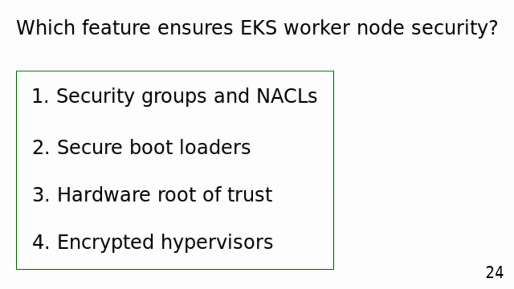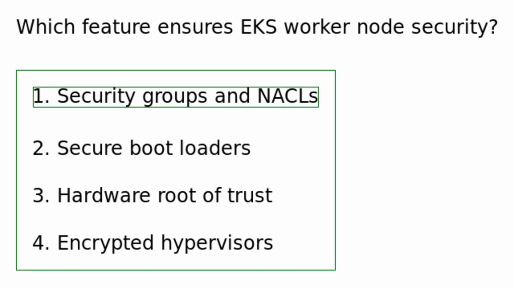Which feature ensures EKS worker node security? Security groups and NACLs. Secure bootloaders. Hardware root of trust. Encrypted hypervisors. EKS leverages AWS security groups and network ACLs to secure worker nodes at the network level.